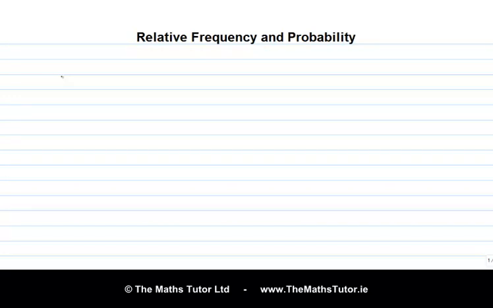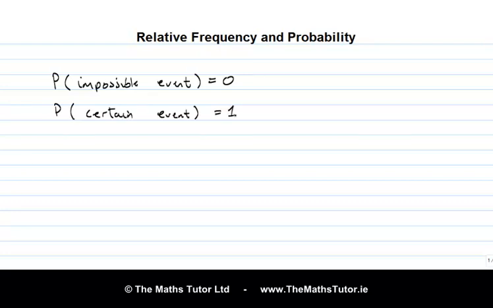So we've seen that the probability scale goes from 0 to 1. So remember that the probability of an impossible event is 0, and the probability of a certain event is 1. But we want to be able to deal with more than just these two extreme cases. We want to talk about the probabilities of events that are neither impossible nor certain. What do we mean by the probability of such an event?